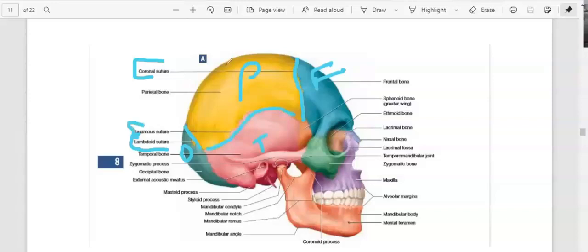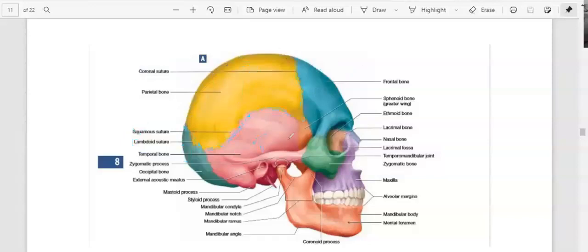We have two temporal bones, one on the right side, the other one on the left side. And we also have two parietal bones. One of them is over here and the other one should be on the other side around here. So therefore, there's also a joint between the two parietal bones, which is going to be more or less around here. And that one is going to be called the sagittal suture, but we don't see it here.